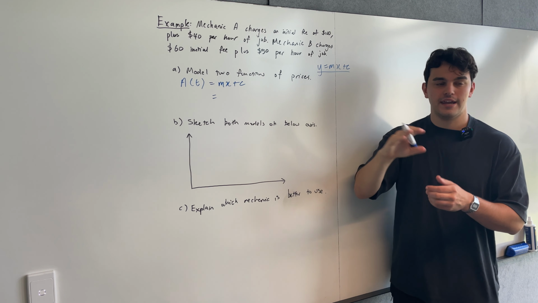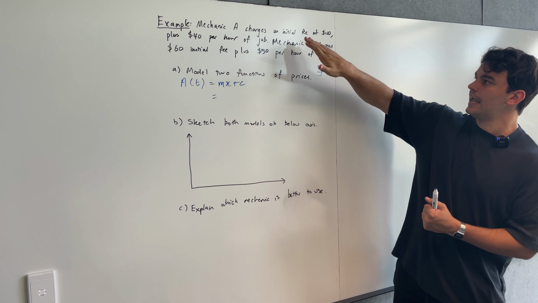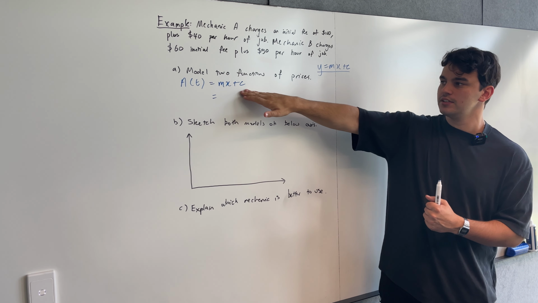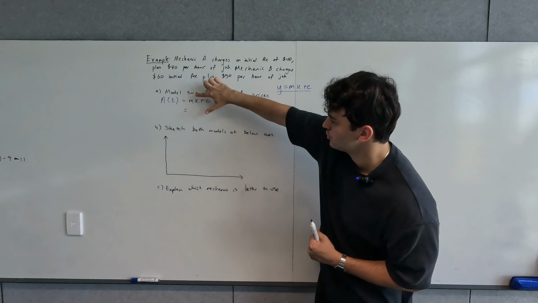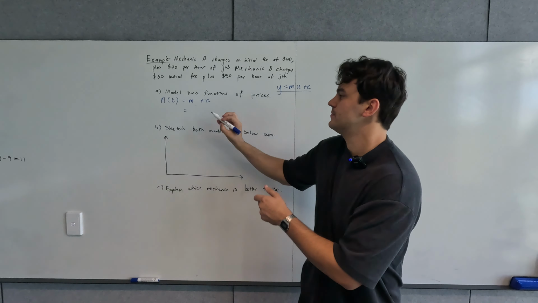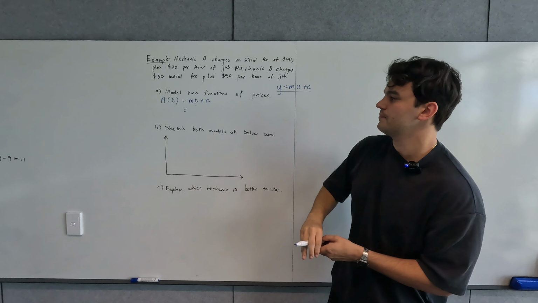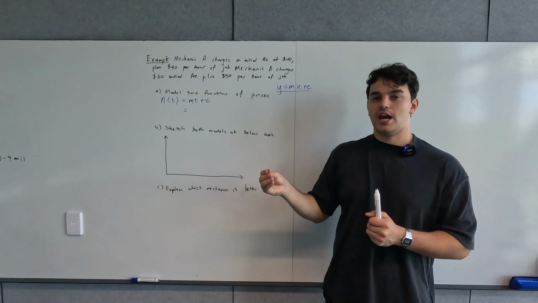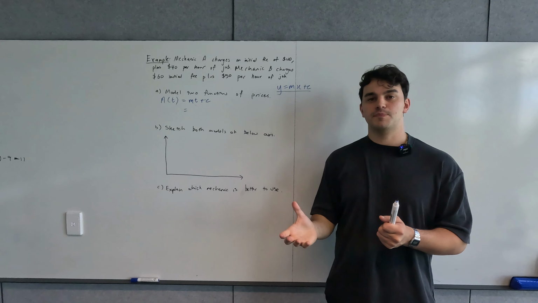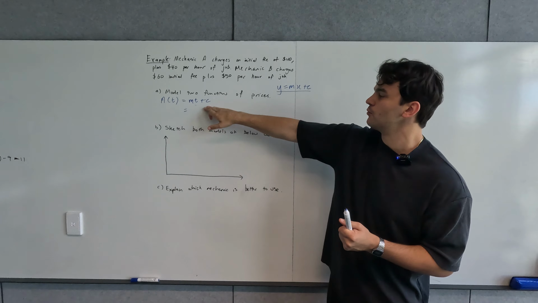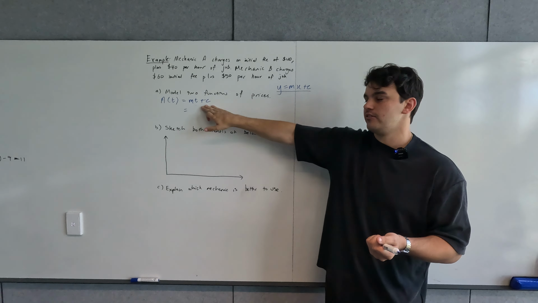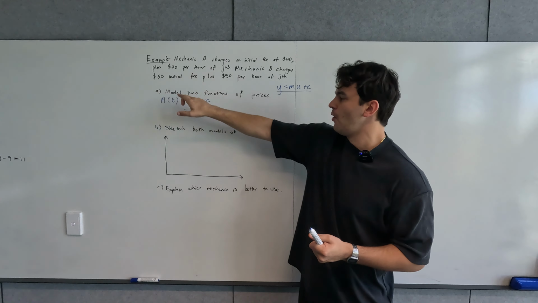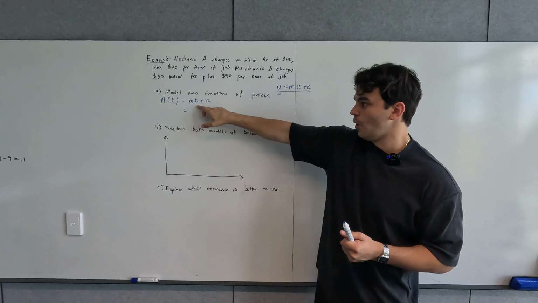I gave it away before in the way that I read it, but mechanic A has an initial fee of $100. So what that means is that it doesn't matter how much time. I should change this to t, not x: mt plus c, because it's not x, it's t. So the c value is our initial fee. The $100 doesn't change irrespective of how much time is spent on the job. That's why our initial fee is going to be the y-intercept graphically, which is $100. Now, if it's $40 per hour, then the m should be 40, the coefficient of t.